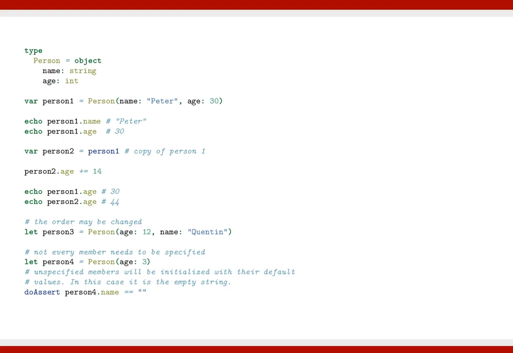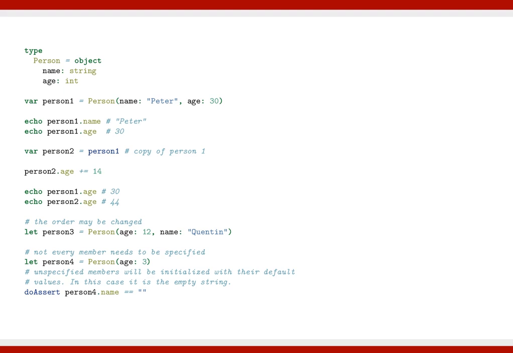type Person = object. name: string. age: int. var person1 = Person(name: "Peter", age: 30). echo person1.name # Peter. echo person1.age # 30. var person2 = person1 # copy of person1. person2.age += 14. echo person1.age # 30. echo person2.age # 44.